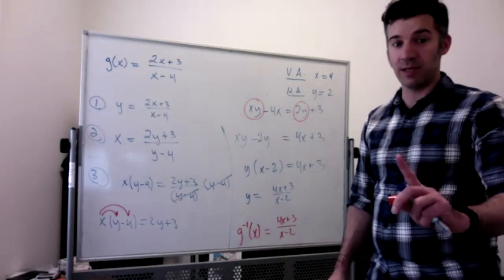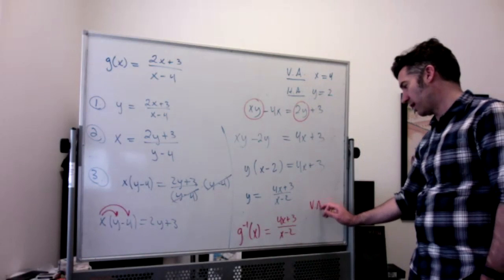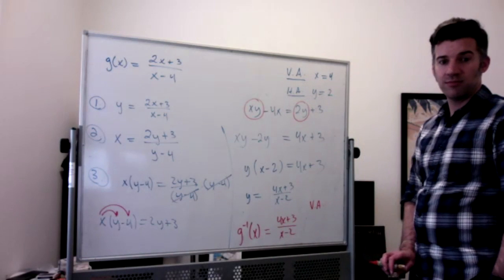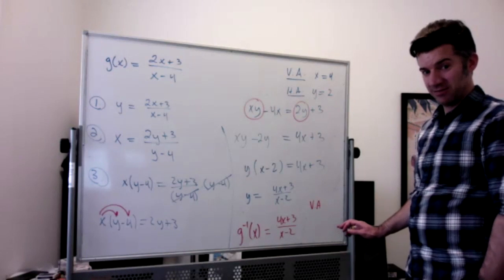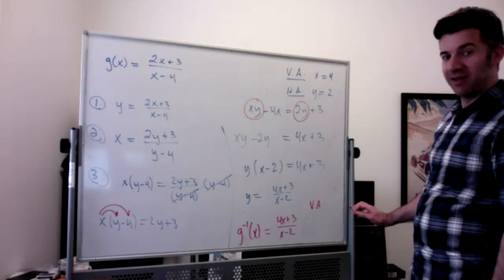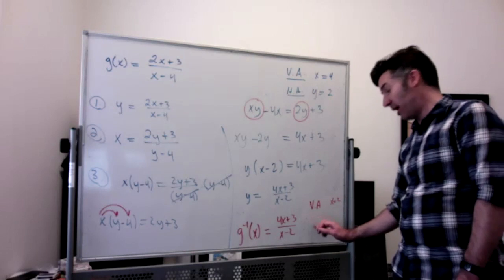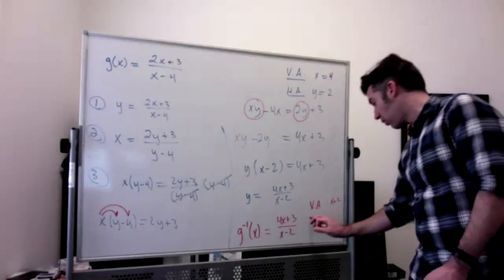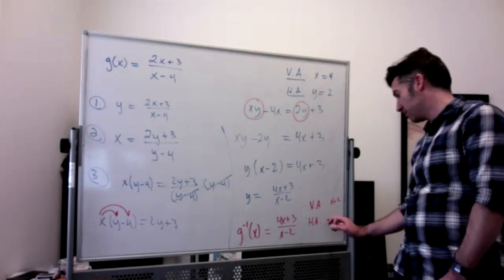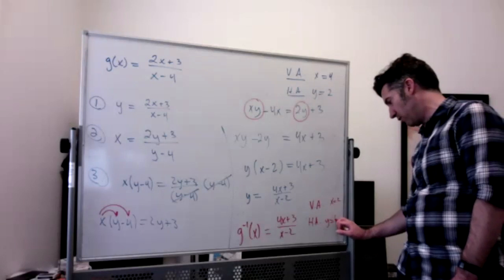Now I want to point out something kind of interesting. For this inverse function, what's the vertical asymptote? Exactly. The vertical asymptote is x equal to 2. And you shouldn't just say 2, you really should say x equal to 2. And your horizontal asymptote is what? Right, exactly. It's y equal to 4.